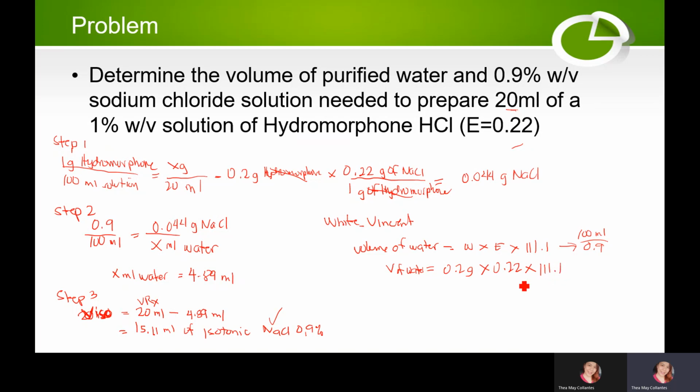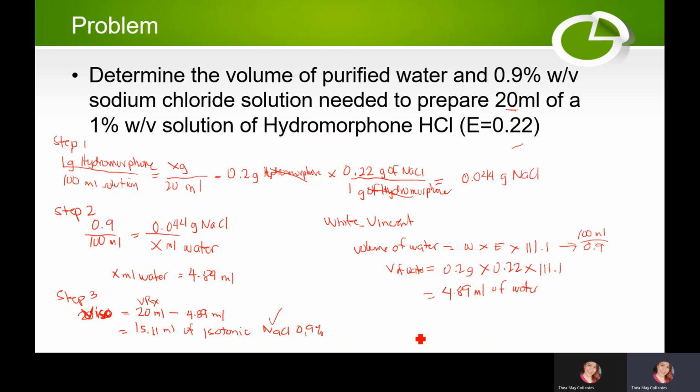And you relate it now to your 111.1, which we also got from 100 ml over 0.9 in step 2. If you look at it, this shortcut is everything we've done from step 1 to step 2. We did it one by one so that things cancel out, so we get sodium chloride, then ratio it to get the water. This is the direct way, so you don't need so much plotting. So input it: 0.2 times 0.22 times 111.1 would be 4.89 ml of your water.